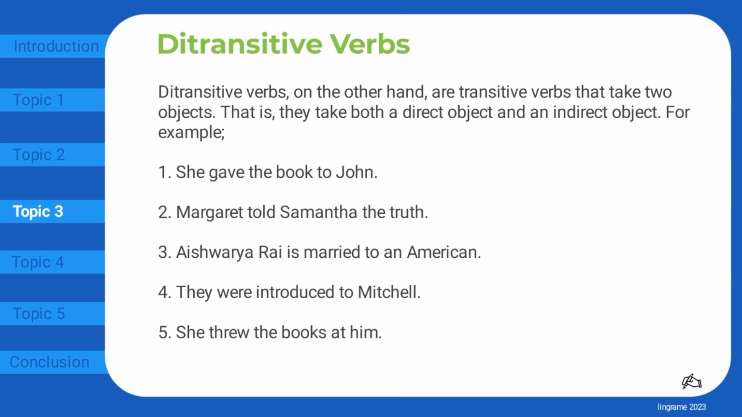Ditransitive verbs. Ditransitive verbs, on the other hand, are transitive verbs that take two objects. That is, they take both a direct object and an indirect object. For example, she gave the book to John. Margaret told Samantha the truth. Aishwarya Rai is married to an American. They were introduced to Mitchell. She threw the books at him.